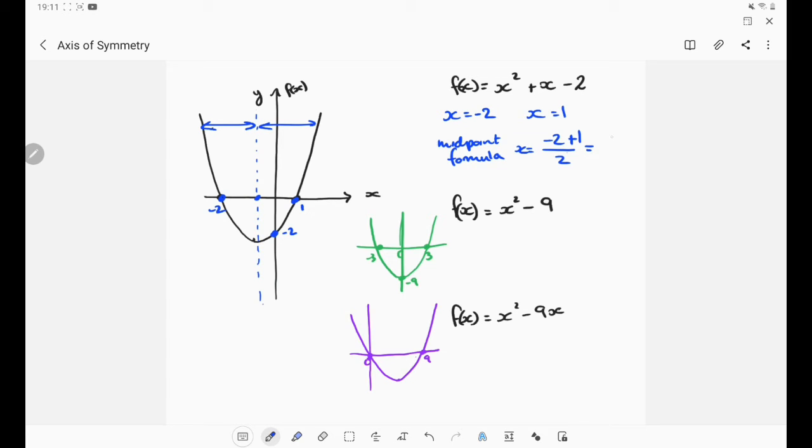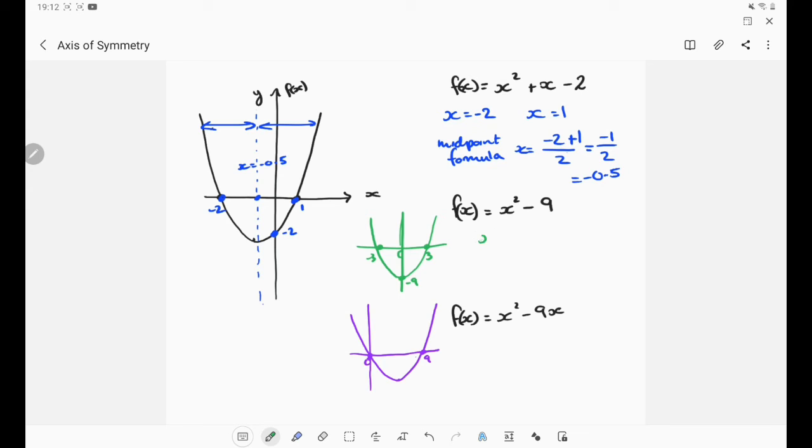So what's minus 2 plus 1? We've got minus 1 over 2, so that's negative a half, and you might want to write it as negative 0.5. That is entirely your choice. Just got to make sure you have the negative in there. So, in between minus 2 and 1, we have negative 0.5. So our axis of symmetry is x equals negative 0.5. So we've done the first one. Let's look at the second one.